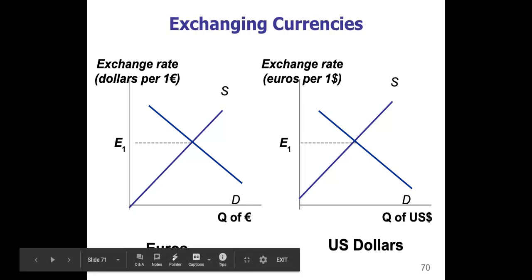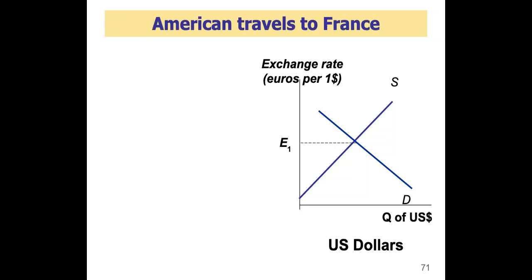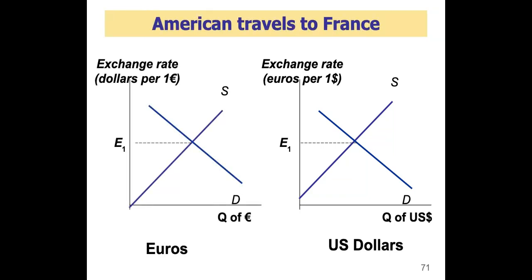Here you have an example of exchanging currencies. We have a dollar graph on the right-hand side, and you have a euro graph on the left-hand side. You'll notice that on the euro graph, now our vertical axis is how many dollars it would take to purchase up 1 euro. If we are to say that an American travels to France, France of course uses the euro, and as an American, they would have to get rid of some of their US dollars and purchase up euros.